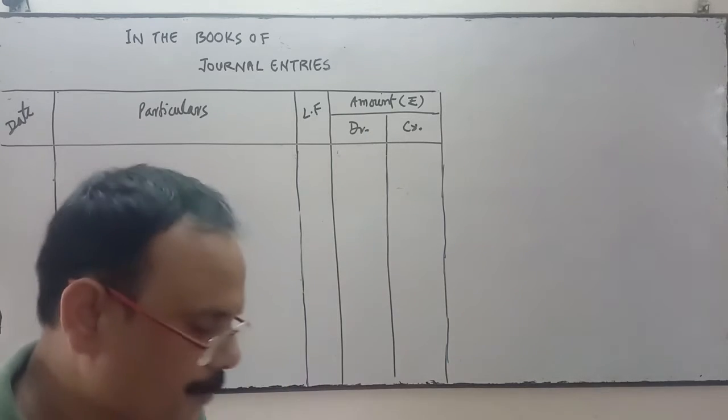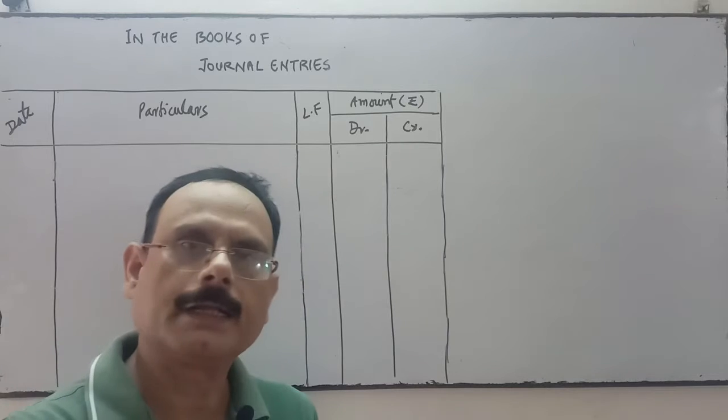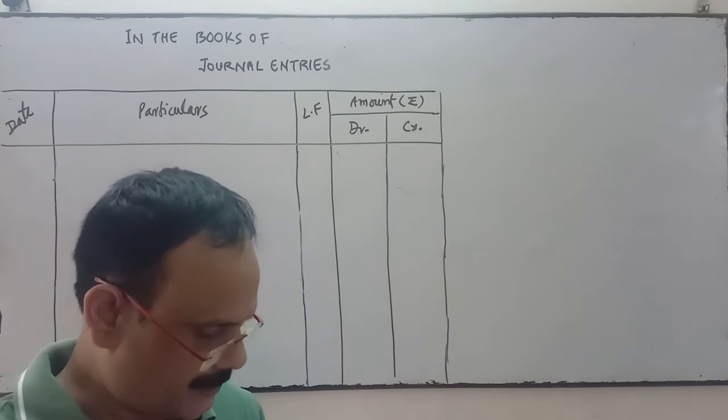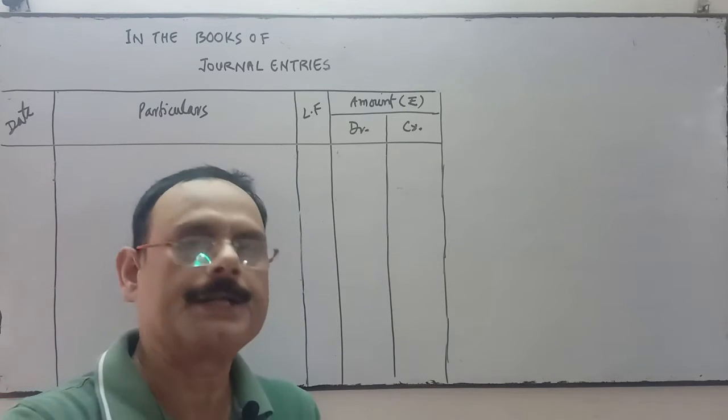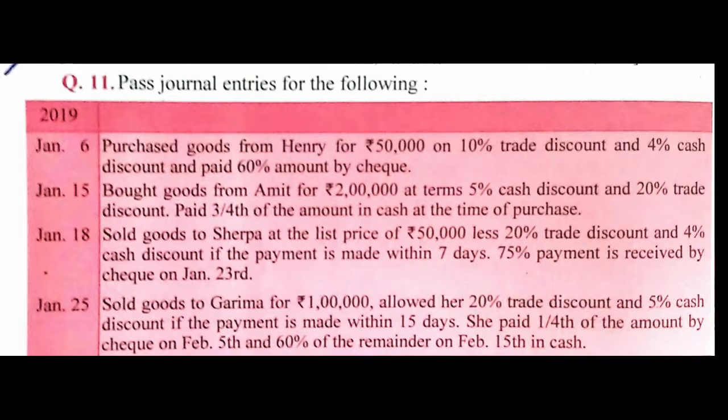Now we'll see the next question of journal. We'll see the next question. Pass journal entries for the following.